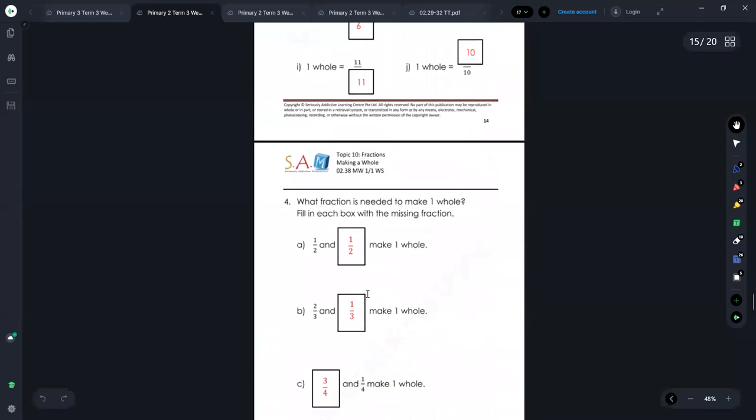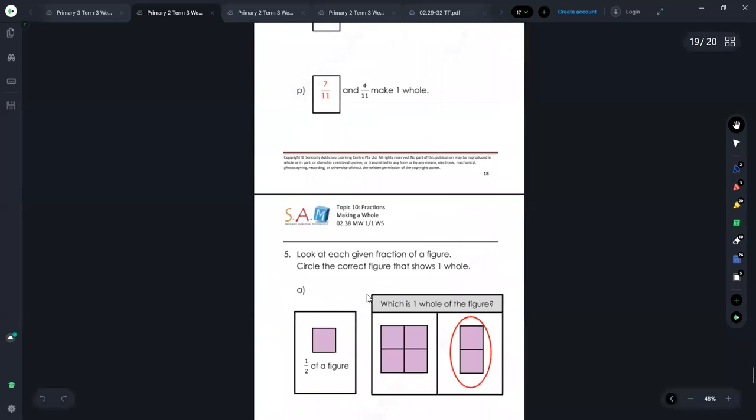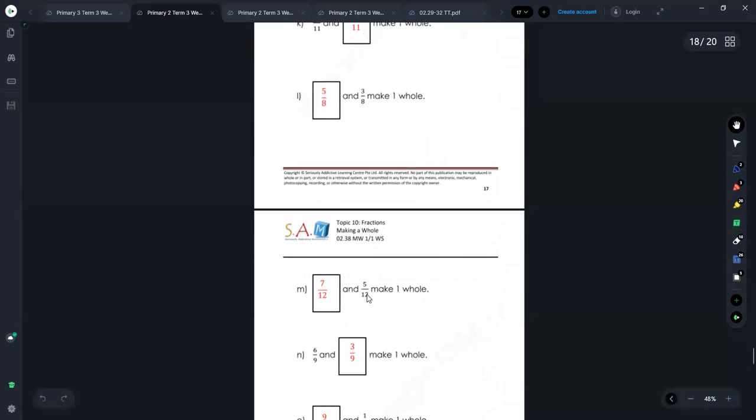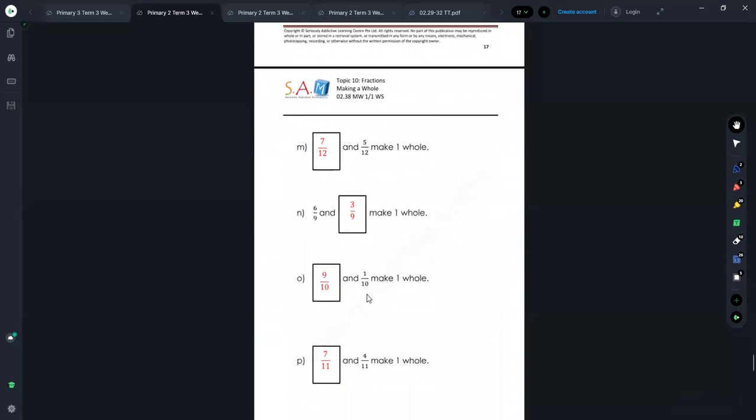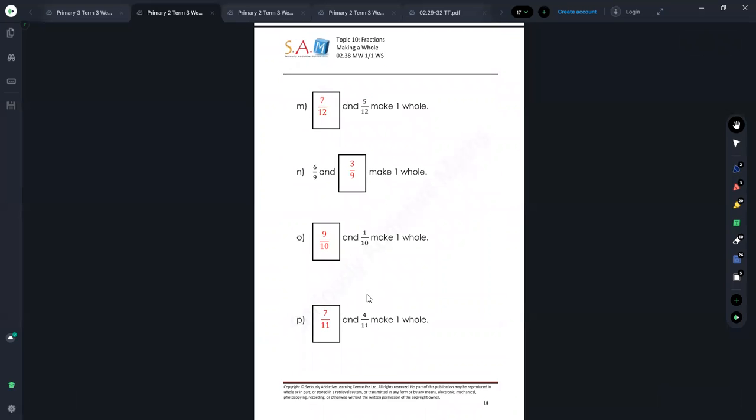Okay, then we move on. Get them to do questions on page 18. All right. So same thing, you need to understand the idea. So this brings back the earlier topic, which they learned even in P1: which number plus 5 equals 1 whole? So the 1 whole, they've got to know that it is actually 12 out of 12. That 1 whole is 12 out of 12.